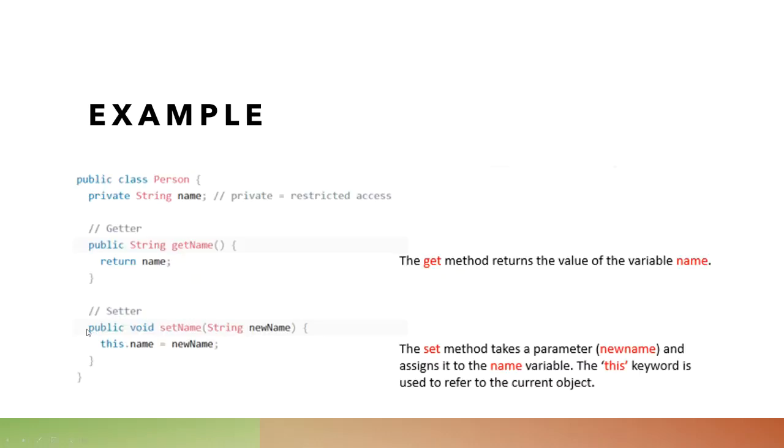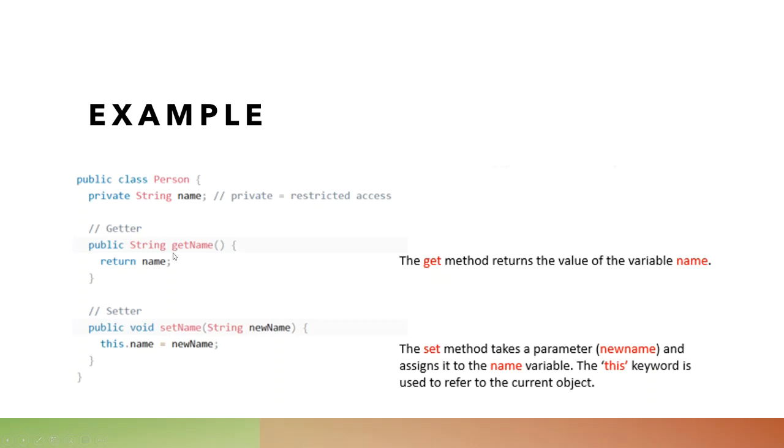For example, we have here the class Person, and it declares a private string name. So our variable here is name, and as you can see, it's private. Meaning to say, only the Person class can access that. So in order for the other classes to access the variable name, we need to have public getters and setters. Here we have the method getName.